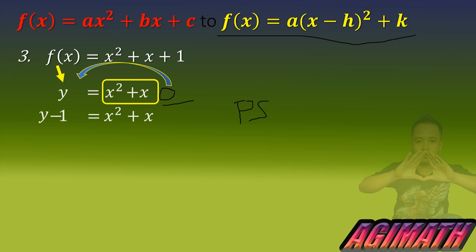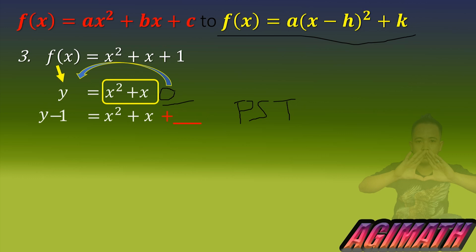I think you are familiar with this. That is a perfect square trinomial, PST. X squared plus x. So how are we going to do that?